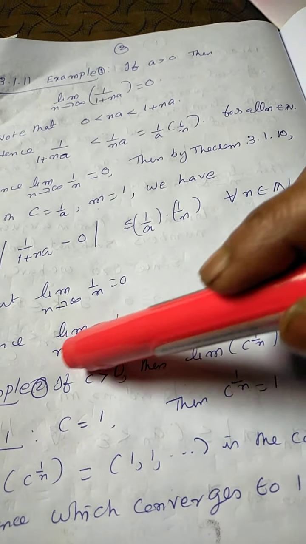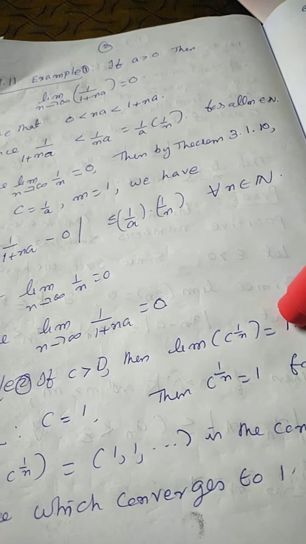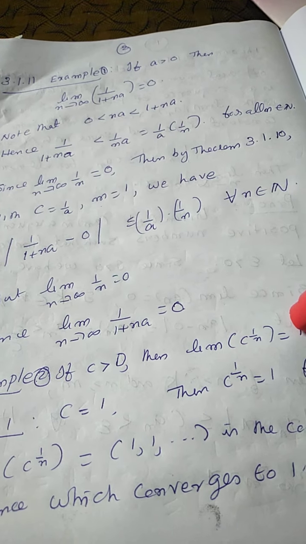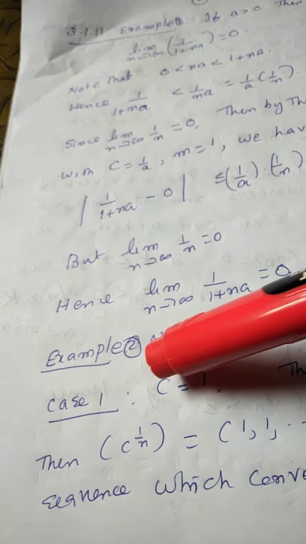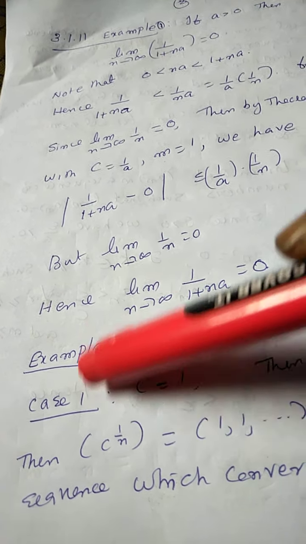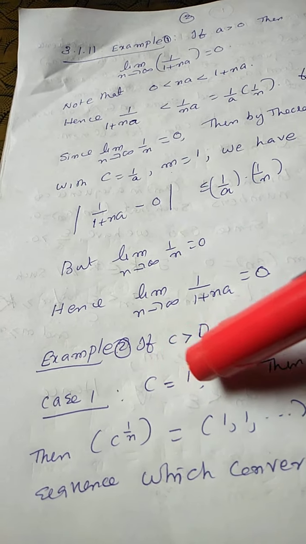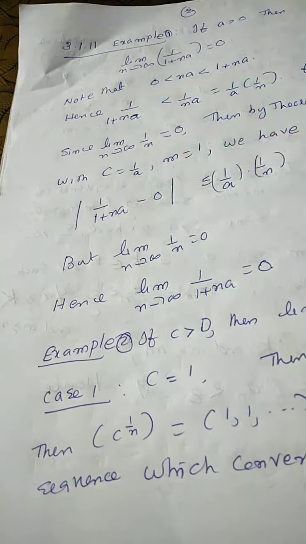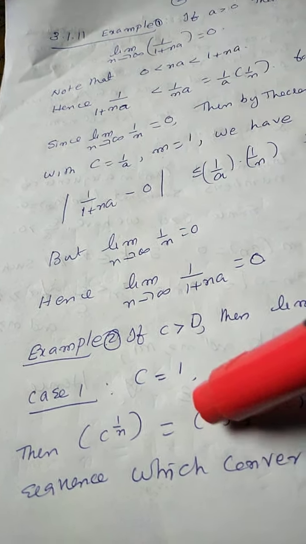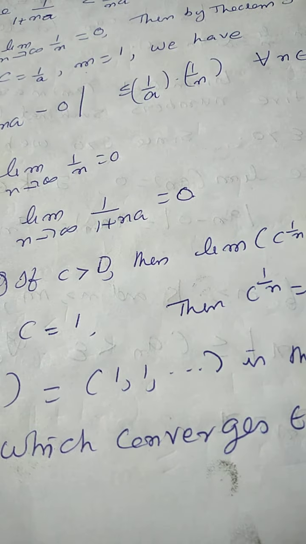For any positive c, the limit as n tends to infinity of c raised to 1 by n equals 1. So we split the proof into 3 cases. If c equals 1, then c raised to 1 by n equals 1 for every n, so that is nothing but the constant sequence 1, 1, 1, which is definitely convergent and which converges to 1.